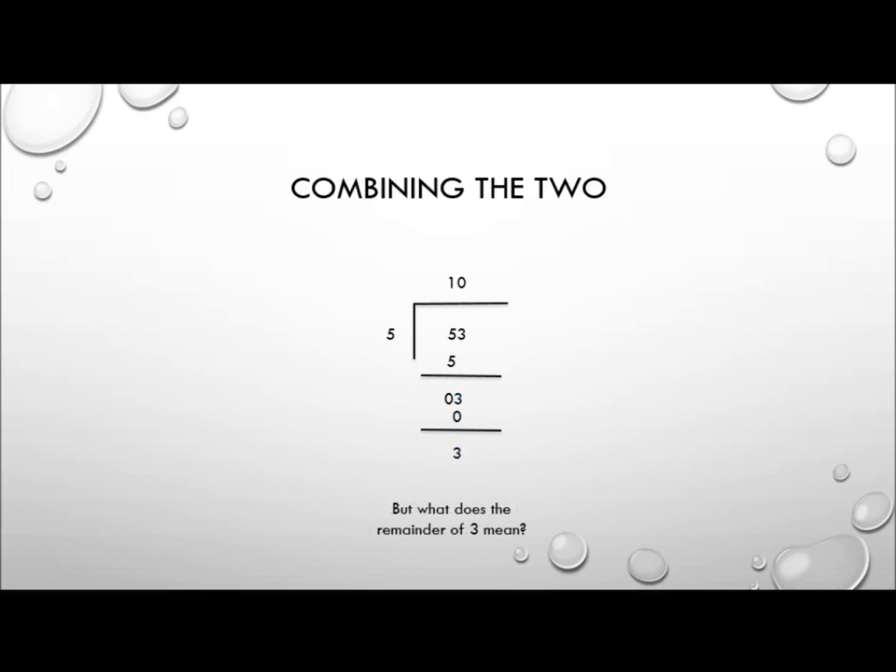But what do we mean by a remainder of 3? If we had 53 sweets to share equally between 5 people, everyone would get 10 sweets each, and we'd have 3 left over. That's what we mean by a remainder of 3.